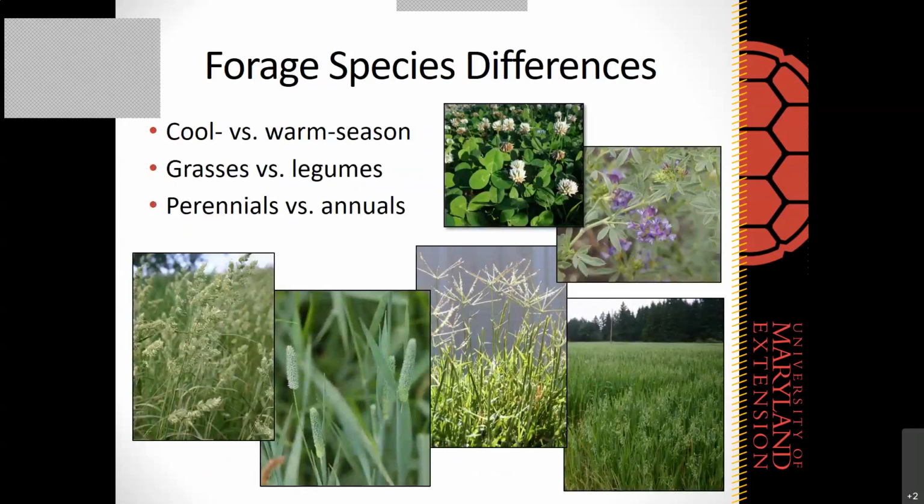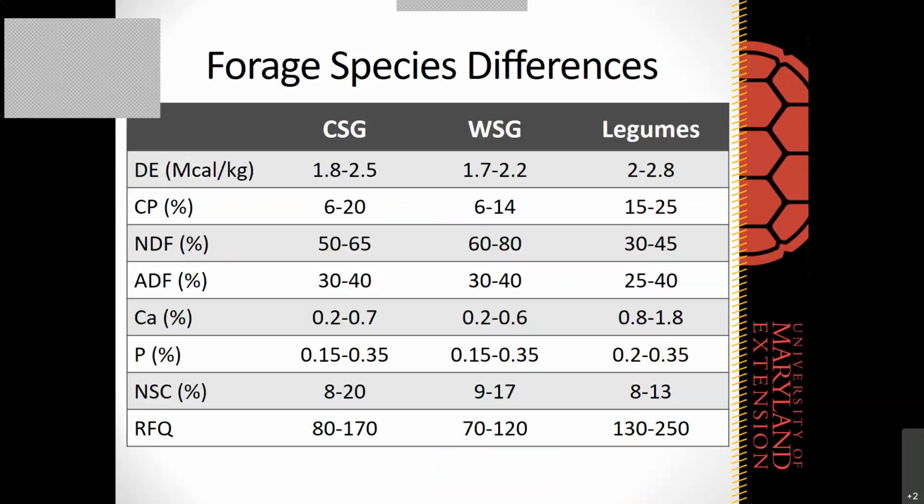Another big one is differences in forage species. So depending where you are and what's growing in your area, you may have cool season forages, warm season forages, grasses, legumes, perennial plants, annual plants. There's a whole host of different forage species that are grown and fed to livestock. And one of the biggest things to remember is that there are some rough differences between these different types of forages.